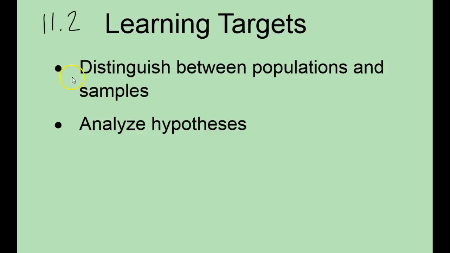The first thing we had to do was distinguish between populations and samples, and we just need to know that a population is the whole group and a sample is a little part of that group. And then after that we were going to analyze hypotheses. Look in your book because there's another table or two that can help you determine what we're looking at when we're looking at those hypotheses. Now I want you to go ahead and try this homework for 11.2.